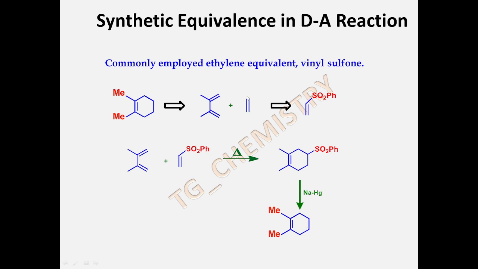So instead of having the ethylene molecule, which is difficult to handle itself, you can have a more easy to control or more easy to handle reagent in terms of vinyl sulfone, and then you can perform the desired Diels-Alder reaction. So this is the importance of synthetic equivalence. It gives you an advantage where the dienophiles which are not that stable or more reactive, and to perform the controlled reaction you can have some synthetic equivalents instead.